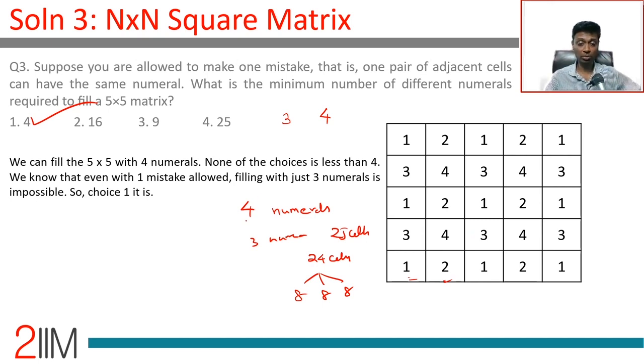With 4, it is possible. So this leeway of one mistake does not really give us much. So without a mistake is 4. With just one mistake, it's still 4. The choices are friendly and the idea is good as well.